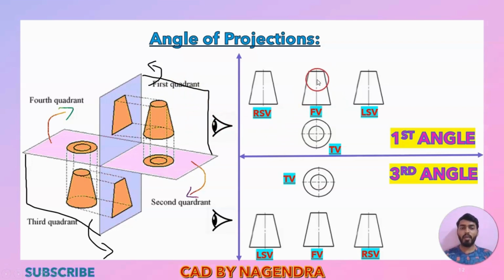Then the front view will be on top. Under that we will get the top view. Left side view will be on the right side of the projection, and right side view will be on the left side of the projection.